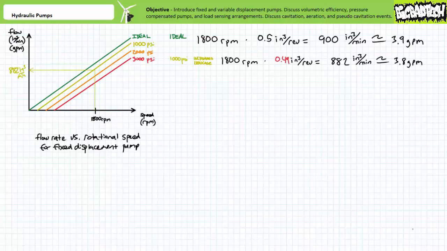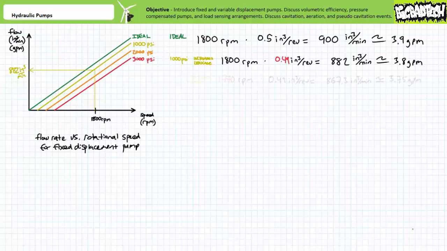The curve at 1,000 psi, however, suggests that when driven at exactly 1,800 RPM, the pump produces only 882 cubic inches per minute, or roughly 3.8 gallons per minute of flow. Given a constant speed of 1,800 RPM, this could be explained as decreasing displacement per revolution due to increased leakage. Solving for displacement per revolution, it can be demonstrated at 1,000 psi, the pump only produces roughly 0.49 cubic inches per revolution.